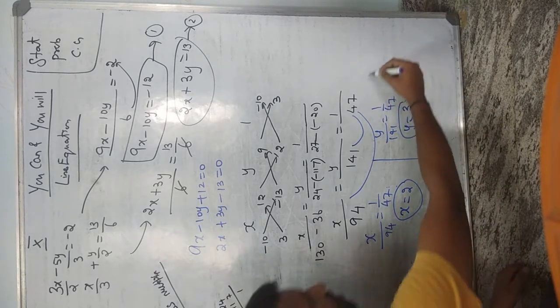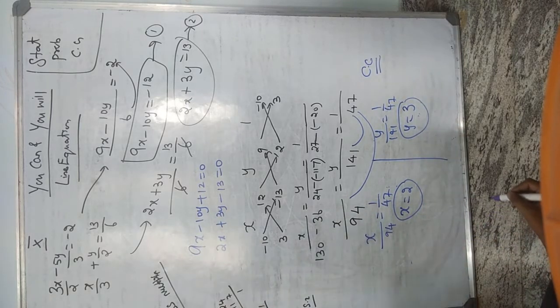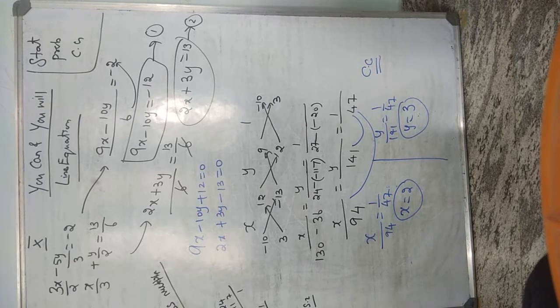You can cancel and cross check your answers. Choose any one equation and cross check. This is your cross multiplication method. Now, next I'll move on to the same sum using elimination. Substitution is quite tricky to use, but elimination is quite easy. I'll wind up.